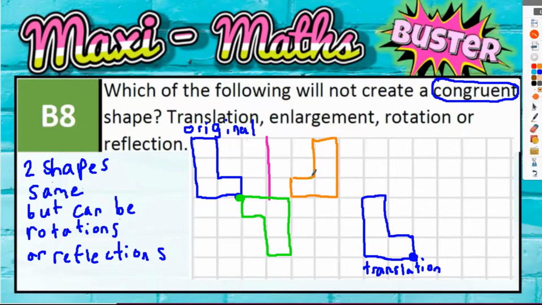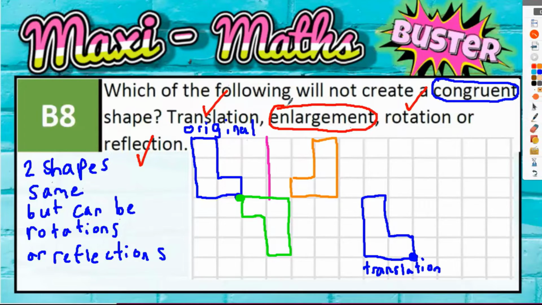It's the same shape. The only one that does not produce a congruent shape, so basically what we're saying is when you translate a shape, you just move exactly the same shape across to the left or right, up or down, so that one is congruent. If you rotate a shape from the blue to the green there, it's exactly the same shape, it's just been rotated, so that is congruent. And if you reflect a shape, it is exactly the same shape again, just flipped over, so reflection is congruent. The only one we haven't talked about is enlargement.